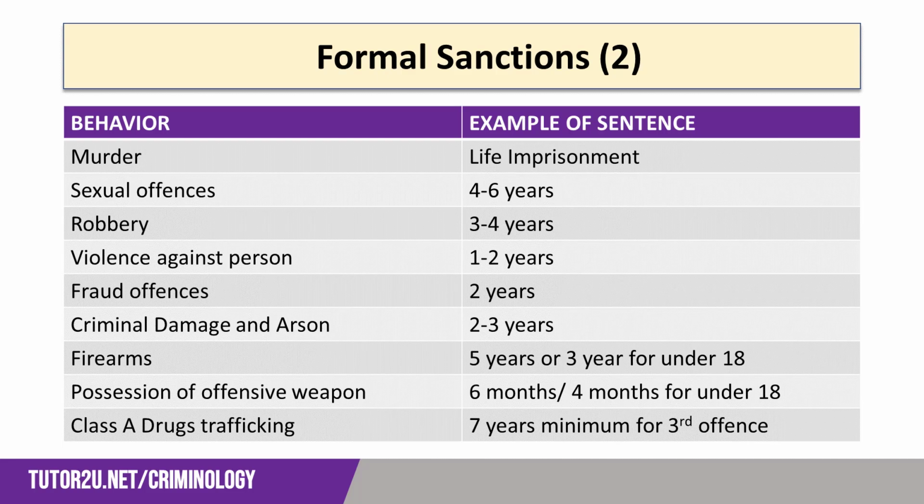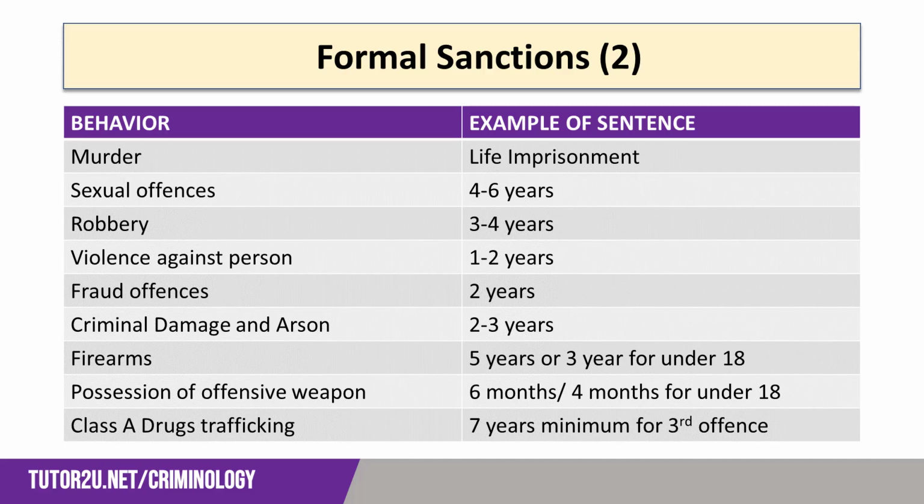Now, these are the average custodial sentence for offenders who have been found guilty of an offence in England and Wales. Murder carries a sanction of life imprisonment. On average, people are jailed for 4 to 6 years for sexual offences, 3 to 4 years for robbery, 1 to 2 years for violence against the person. Fraud offences on average are 2-year sentences, with criminal damage and arson averaging 2 to 3 years.